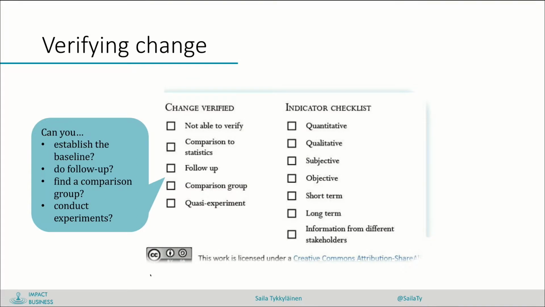So in this lower left-hand side, you have these checklists. There are, of course, many ways to verify change. I'm not going to go through them in depth, because each one of them would be a session of its own. But at least you should be able to establish the baseline so that you can see how well the beneficiaries are developing, how they are proceeding with whatever you are trying to get them to proceed with.